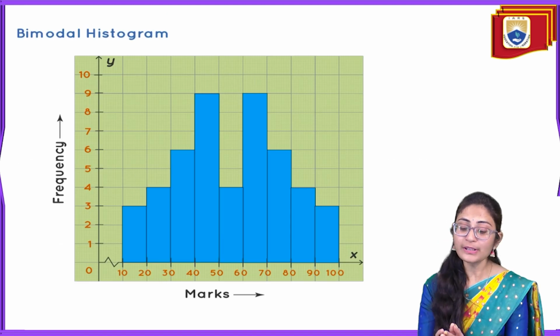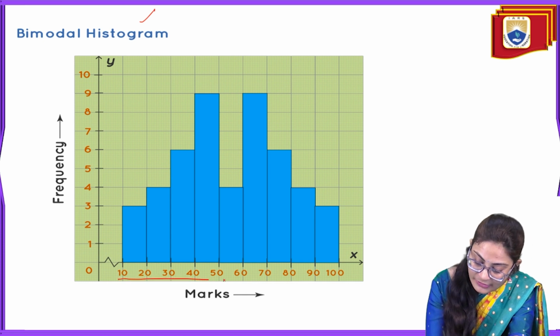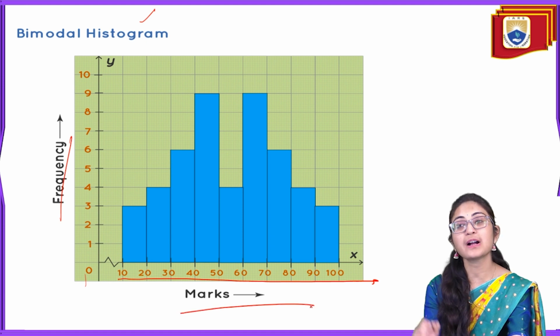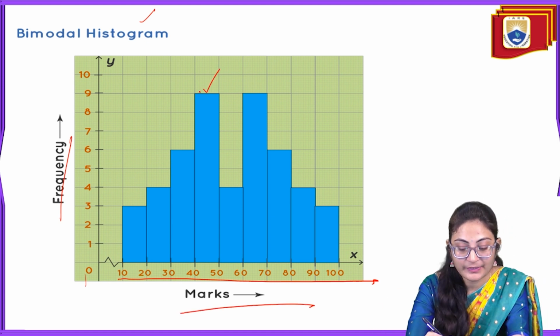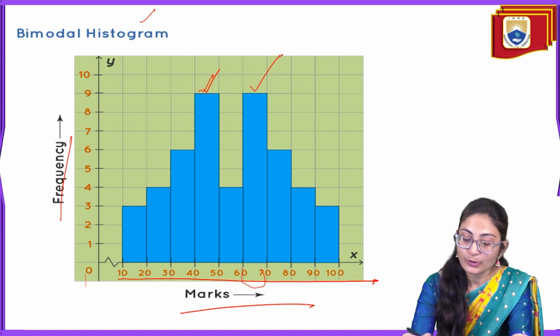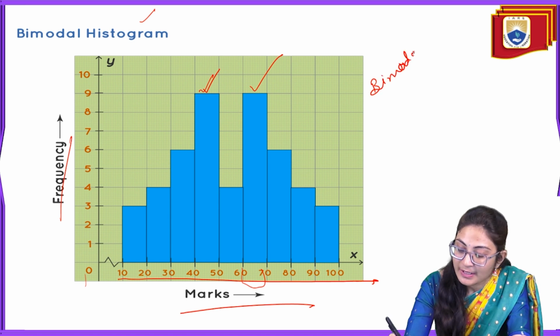Now here you can see a bimodal histogram. Again, there is a range of 10 to 100 and a frequency of 0 to 10. These are the marks. Again, here you can see between 40 to 50 there is one peak, and again 60 to 70 there is another peak. So that's why we are calling it a bimodal histogram.